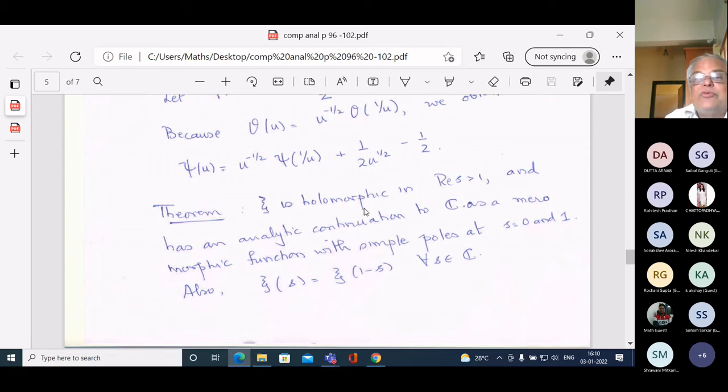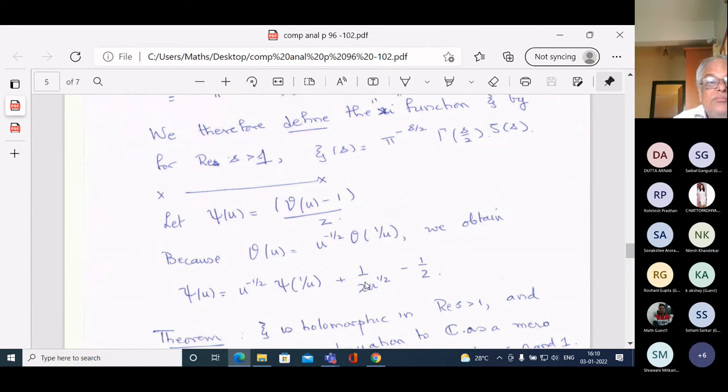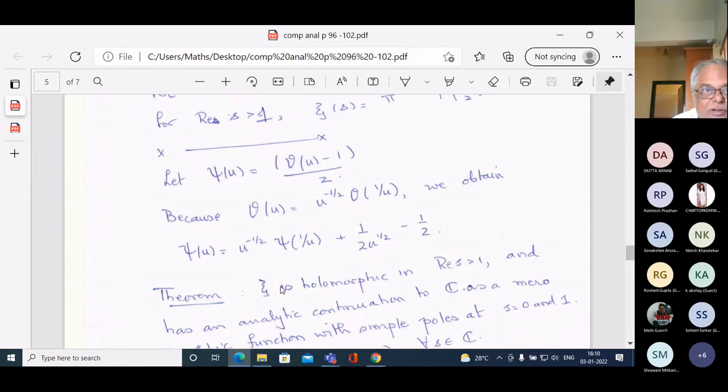What is the theorem? The theorem is: psi is holomorphic in real part of s greater than 1. It has an analytic continuation as a meromorphic function with simple poles at s equal to 0 and 1. And psi of s is equal to psi of 1 minus s for all s in C. What was psi? Sorry, there's a psi here and this is a chi, it's called. Oh, this is psi and this is chi. Anyway, the symbols are different.